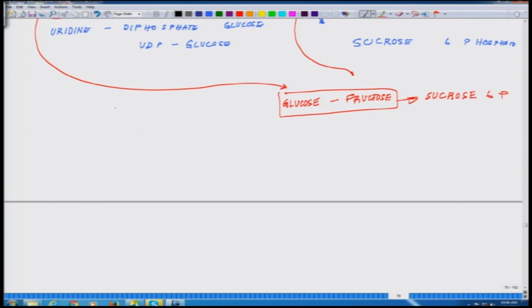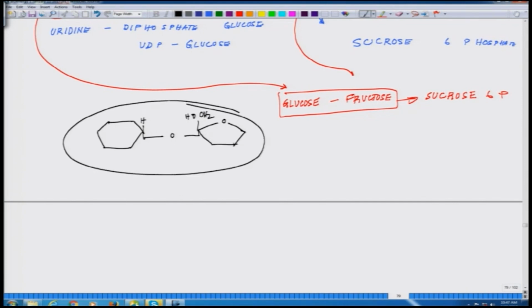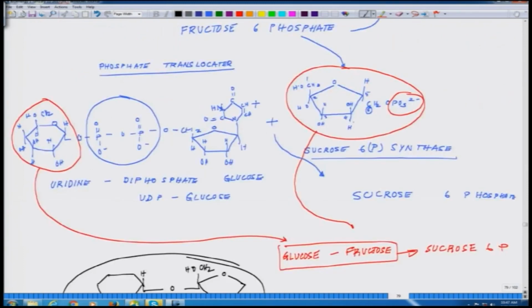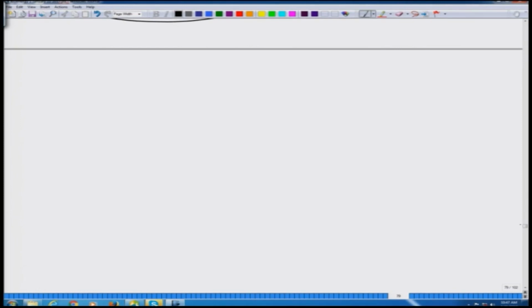So, it will be something like this, O, and here you have OH, CH2. I'll leave it for you guys to complete this whole structure. I wish you to complete this part of the structure. Okay, that's kind of your assignment to look at how these things are formed.